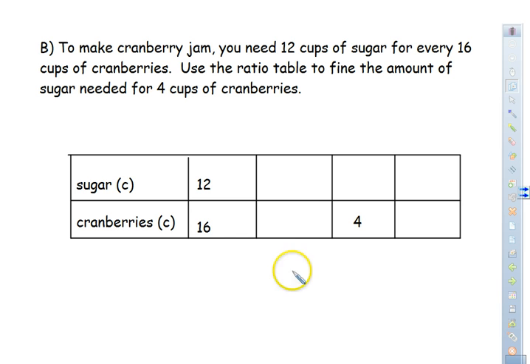Okay, so if we're going from 16 to 4, and again we're trying to find this ratio of 16 cups of cranberries, you can do it a couple different ways. One, we can skip right to this and say, how did 16 become 4? Well, 16 became 4 by dividing it by 4.